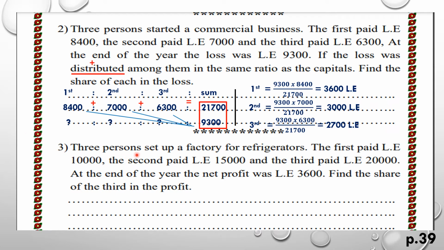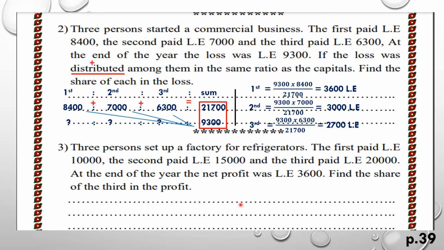Number 3. 3 persons set up a factory for refrigerators. The first paid LE 10,000, the second paid LE 15,000, and the third paid LE 20,000. At the end of the year, the net profit was LE 3,600. Find the share of the third in the profit. Here we need to find the share of the third only. The profit is 3,600, so this 3,600 should be distributed among the three persons.